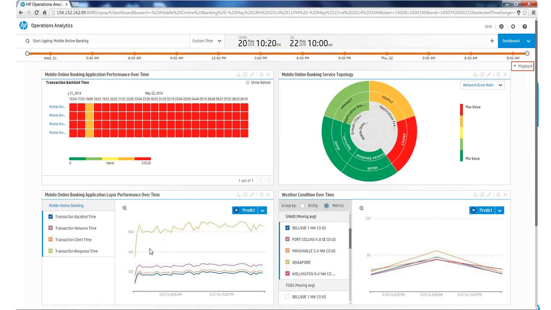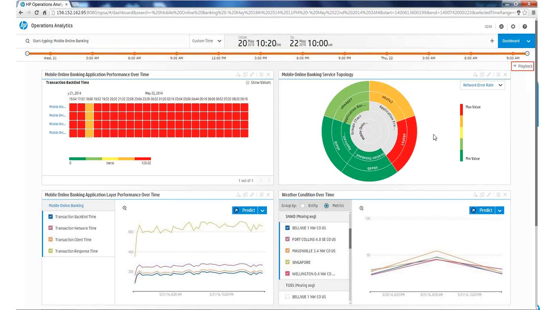So as she looks at her dashboard, her first thought is, okay, I see I have a number of problems from the transaction backend time. My transaction response time has definitely peaked and performance has degraded. I can see that this particular part, my application server, appears to have an issue. And my first question is, when did this issue start?